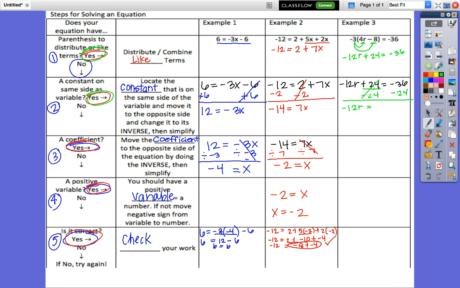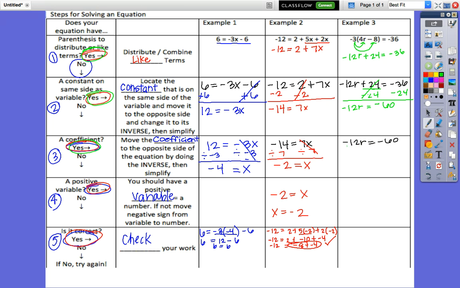Now, if I have the same signs, I can add and keep the signs. So I've got 36 plus 24 gives me 60, and I keep that negative. Now, step 3 asks if we have a coefficient, which is a number in front of the variable. I do have a coefficient, so I'm going to divide by that coefficient, or do the inverse of that coefficient in step 3. My coefficient is this negative 12.